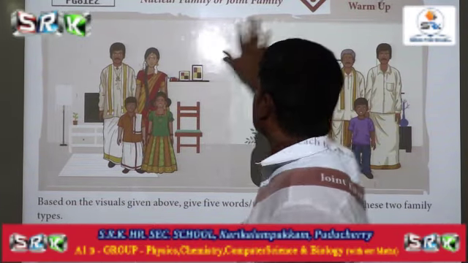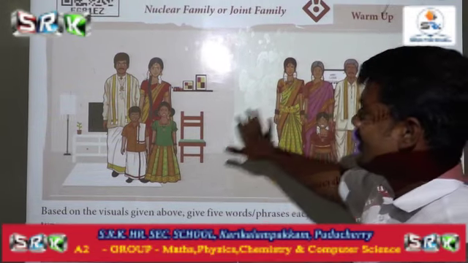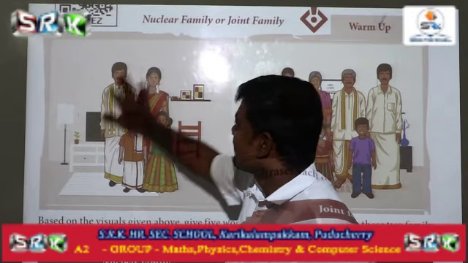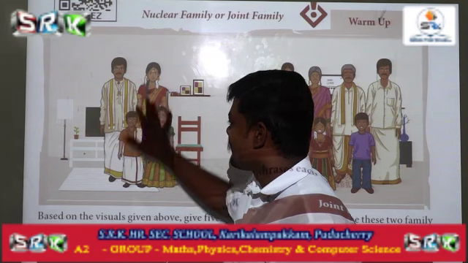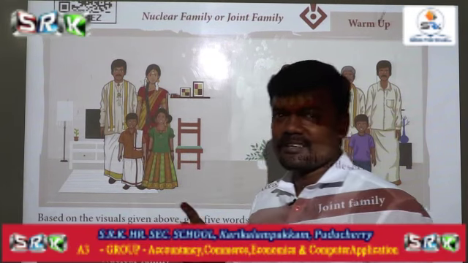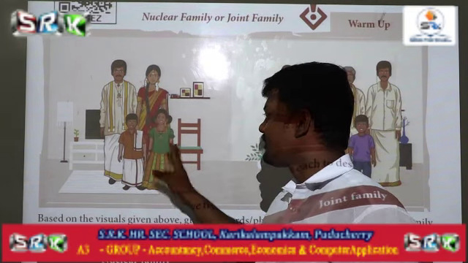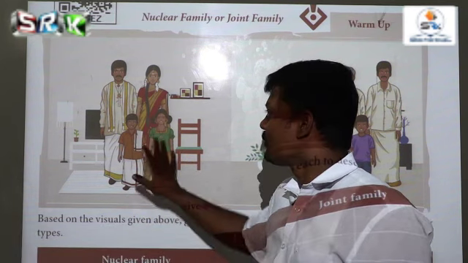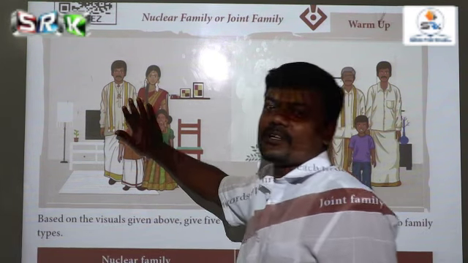Nuclear family and joint family. See, what is a nuclear family? This side, father, mother and kid. And nowadays it is rare to have two kids, so they are just settled down with one kid. This is what a nuclear family is.